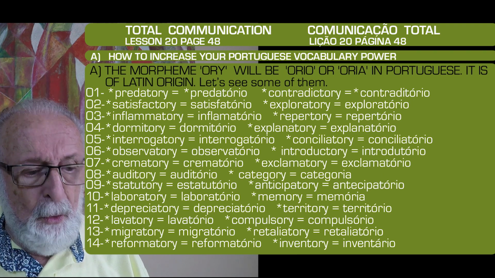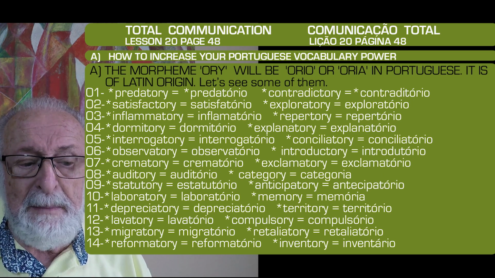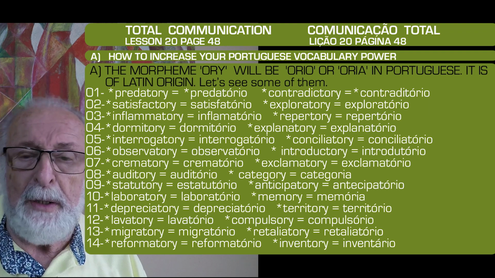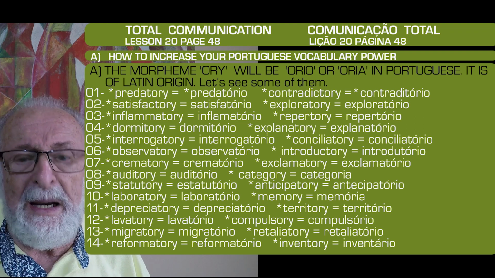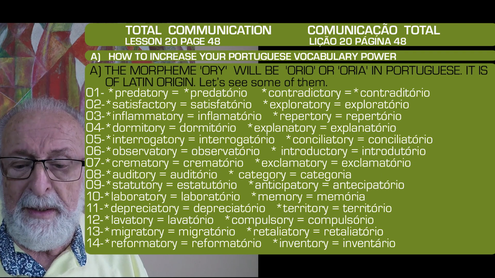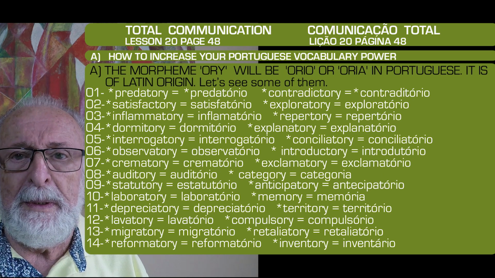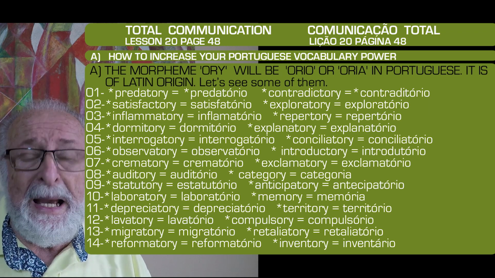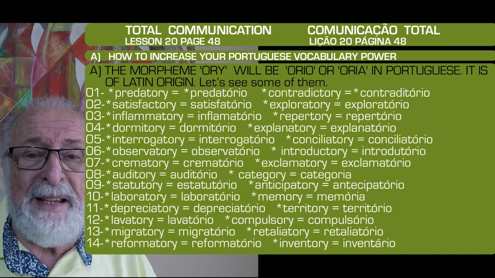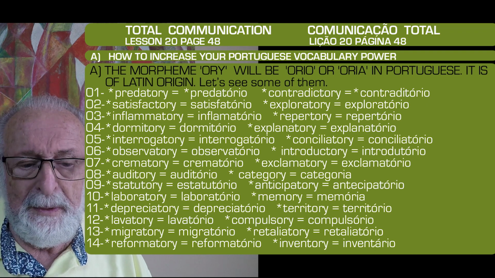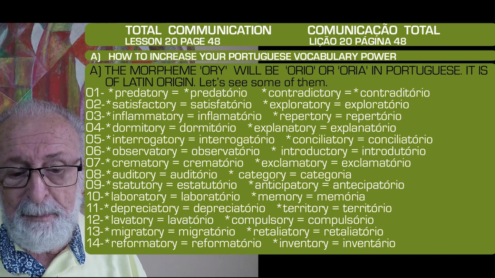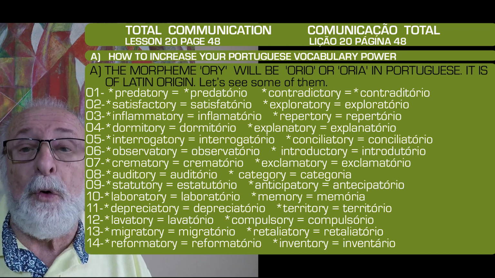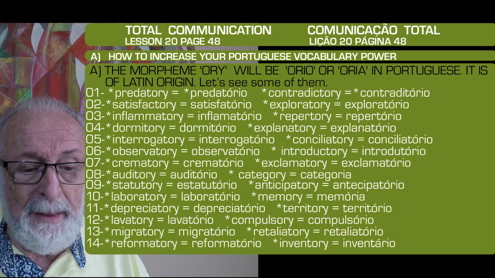In line 7, we have crematory. Crematory is crematório. Okay? In the same line, we have exclamatory. We say exclamatório. Okay? In line 8, auditory. We say auditório. Okay, in the same line, category, we say categoria. Okay.